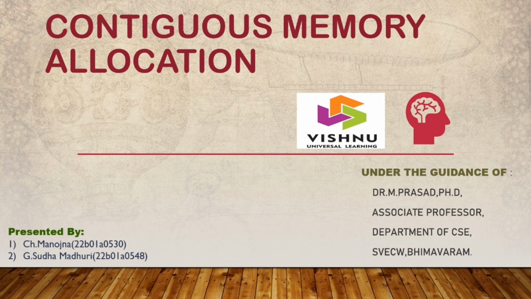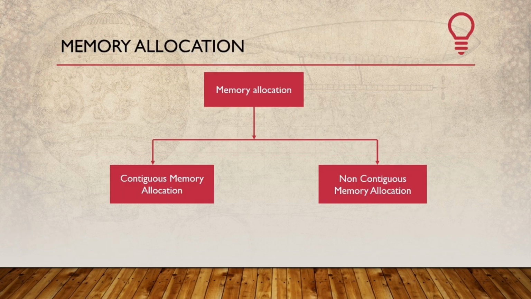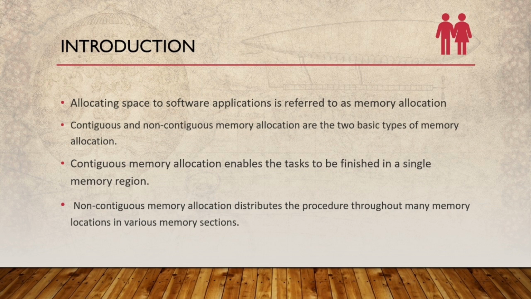Memory allocation is of two types: contiguous memory allocation and non-contiguous memory allocation. So let's move on to the introduction. Allocating space to a software application is referred to as memory allocation. Contiguous and non-contiguous memory allocations are the two types of memory allocation. Contiguous memory allocation enables the tasks to be finished in a single memory region. Non-contiguous memory allocation distributes the procedure throughout many locations in various memory sections.